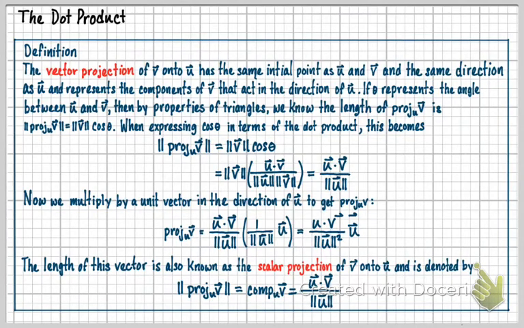Let's talk about vector projection. The vector projection of v onto u has the same initial point as u and v, and the same direction as u, and represents the components of v that act in the direction of u.